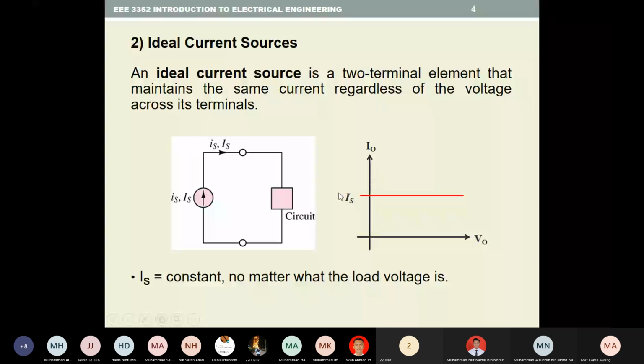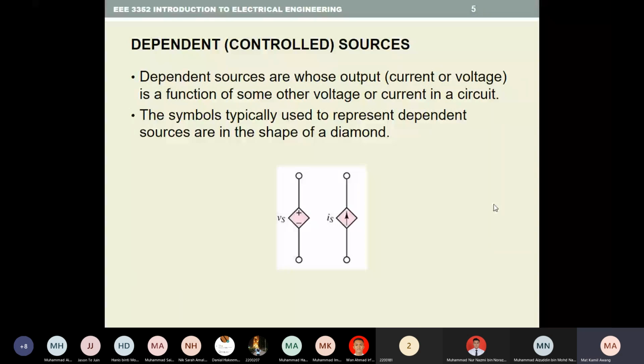Okay, there are two sources: ideal current source and ideal voltage source. Now we have dependent sources. We have a dependent current source and a dependent voltage source. Dependent sources are those whose output, whether it's current or voltage, is a function of some other voltage or current in the circuit. The symbol typically used is this diamond shape. Right?